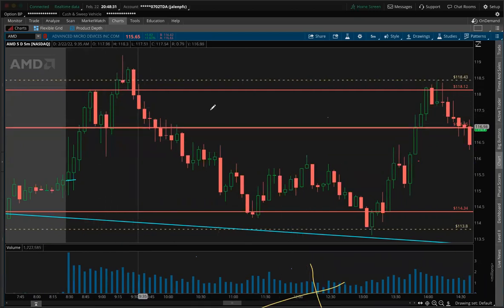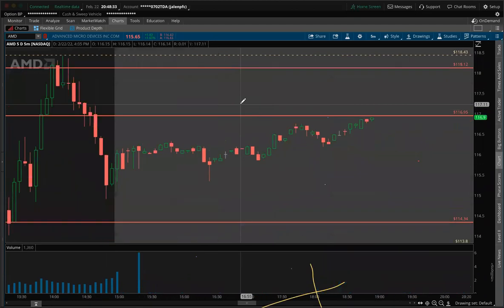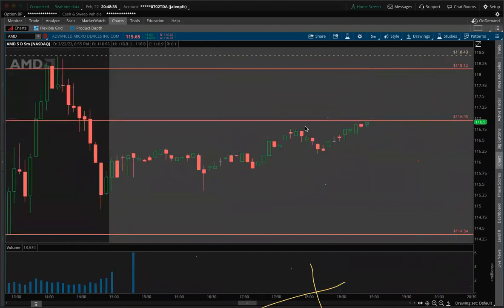This is actually potentially something that can happen tomorrow. Not going to lie to you guys. Like somebody just asked, AMD actually could open up above 117. I will probably take it on the bounce and then ride it back up to there. So that's just me. We'll see.